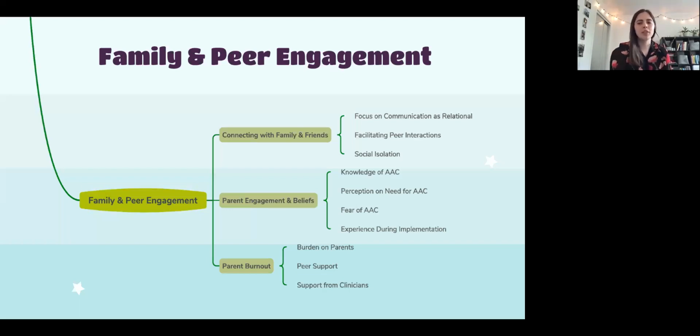I have both informal and formal support from other parents, resource sharing, connections with parents, whether online or in person, was noted, as well as more support from clinicians in different capacities.